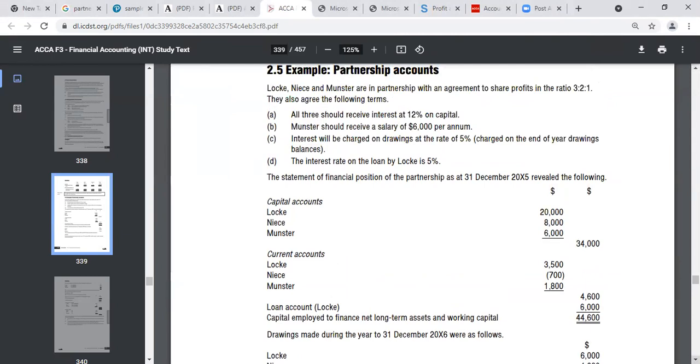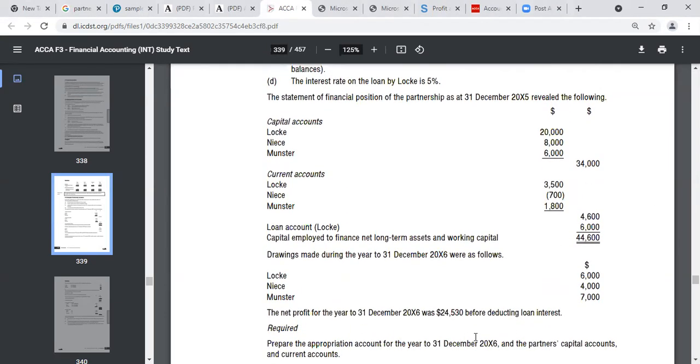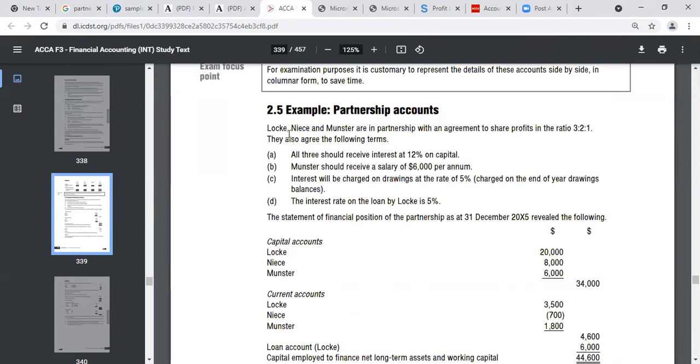Okay, so the examiner, as you saw in the question, wants us to draw up our appropriation account for the year ended 31st December 2016 and the partners' capital accounts and the current accounts. Okay. Now, what we shall basically do is draw all three at a go. So we shall first pick our appropriation account, just to confirm whose business this is: Lucky, Niece, and Monster. Let me just pick this and take it to my working area.